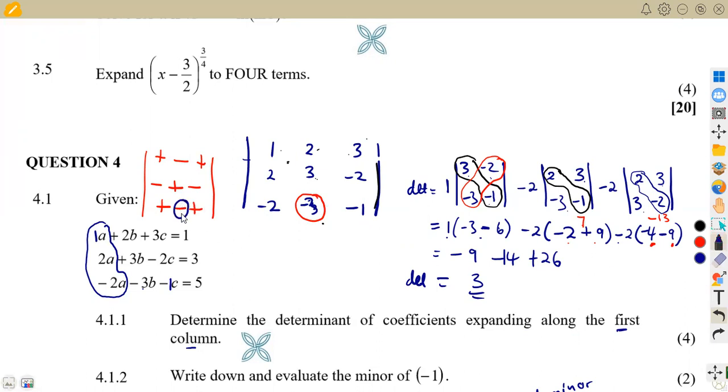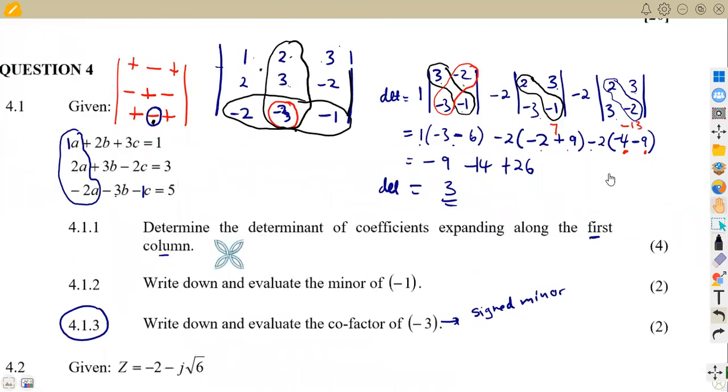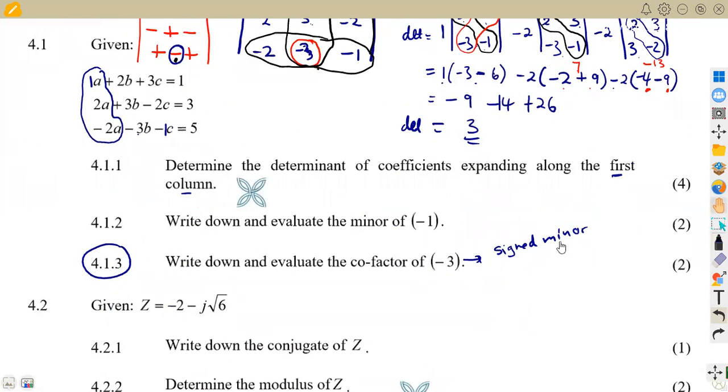That's the sign. So when I'm saying a cofactor, it's a signed minor. When you close for this minus 3, you close the row where we've got minus 3 and the column where we've got minus 3. But the determinant that you obtain must be multiplied by the corresponding sign, which is a minus. That's why I'm saying here that a cofactor is a signed minor. It's a minor which is multiplied by the corresponding sign.